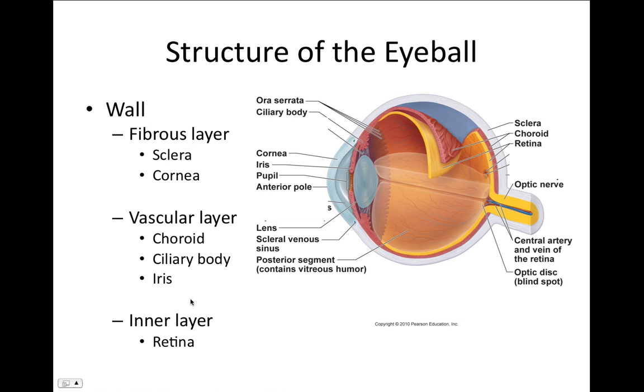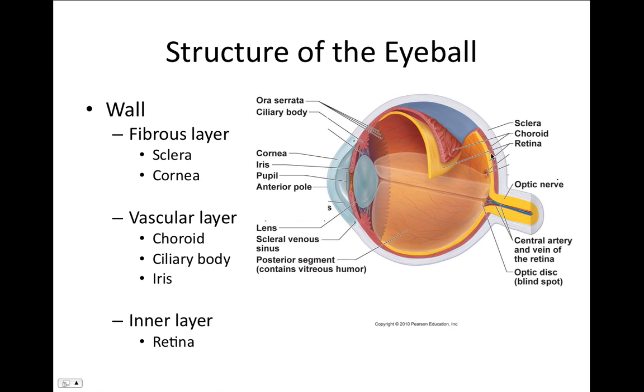So knowing the three different layers of the eye: the fibrous layer, the vascular layer, the inner layer. Okay, know those three different layers of the eye and be able to tell me what components are in each of those layers. Okay, so fibrous is the sclera, which is in the posterior, and the cornea, which is the anterior, where you bend the most light.